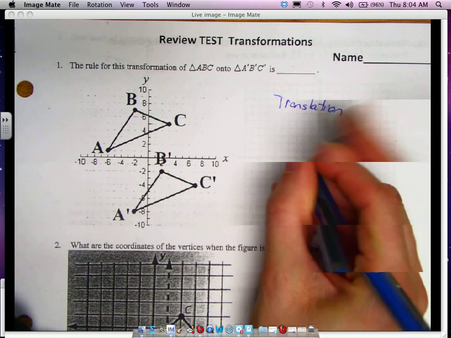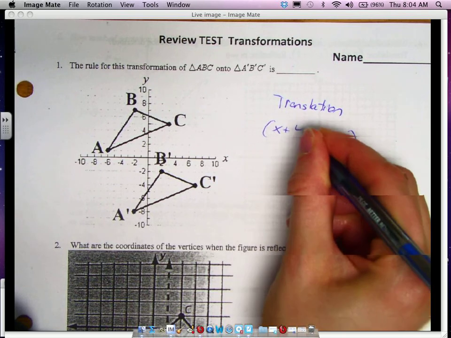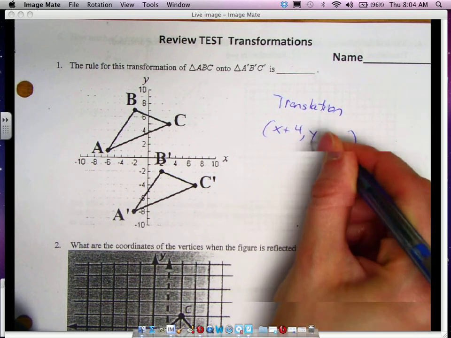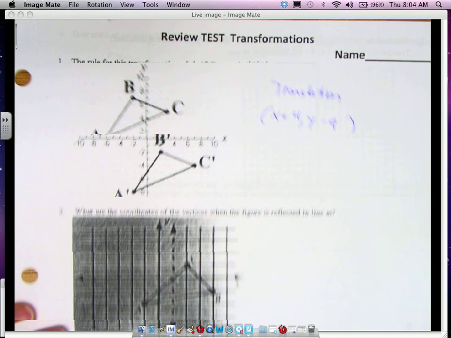And what's the rule? What would I do to x? Plus 4. I would add 4 to it. And what would I do to y? Minus 9. Yep. If I did that for A, B, and C, I would get A naught, B naught, C naught. Okay. Ready for the next one? Questions, comments, concerns? All right, number 2.